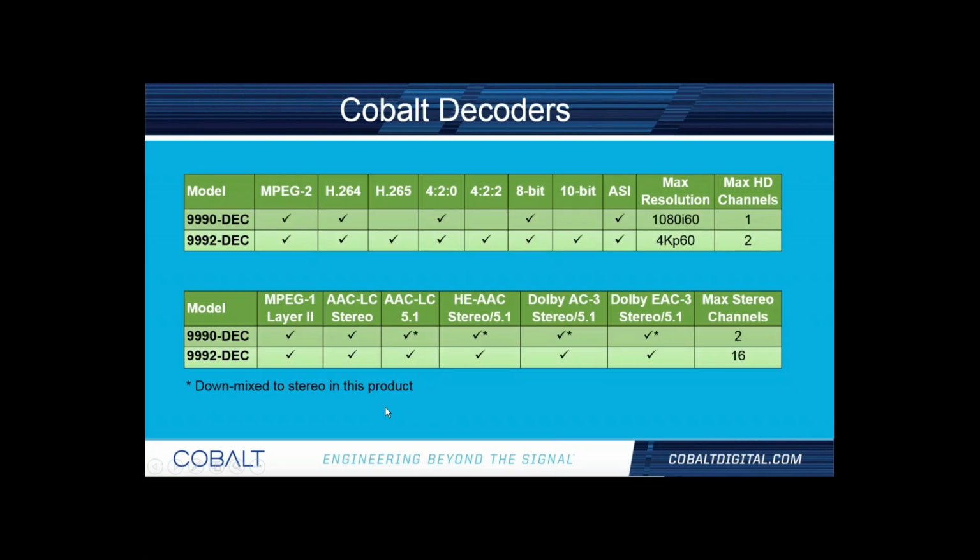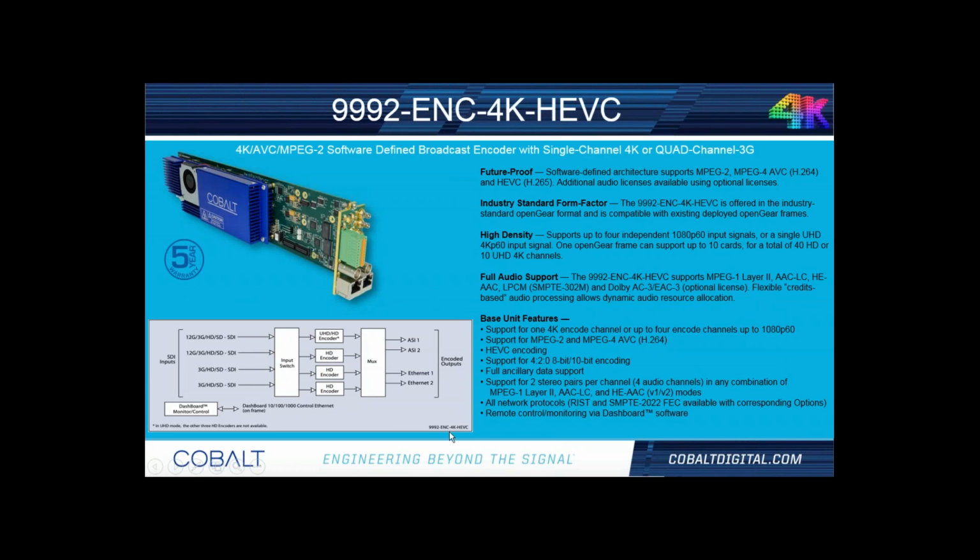Now on the decode side, we have two decoders, the 9990 and the 9992 decoder. They both are multi-standard decoders. This one will do HEVC and will do 422 10-bit. They all have ASI, and this one goes to 4K. This one is an HD decoder. For audio, complete set of features, and this one has more channels. So whatever you want, we got it covered.